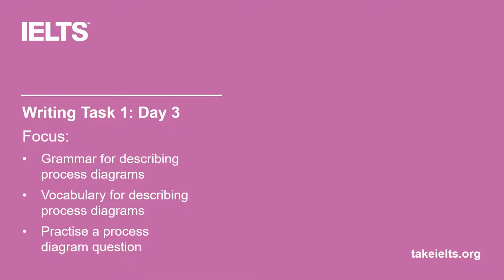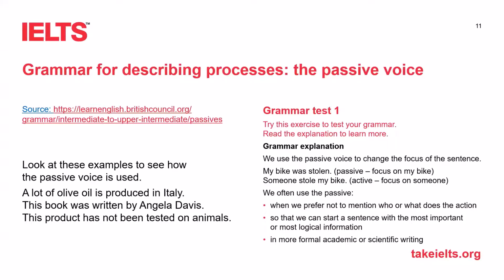On day 3, you'll be looking at process diagrams. So in day 2, you were looking at line graphs, and now we're looking at process diagrams, which is another type of diagram that you'll have in task 1. We'll be looking at the vocabulary, and again, once you've done all the practice, there'll be a process diagram practice for you to do. And here's an example of the sort of grammar exercise that you'll be able to do.